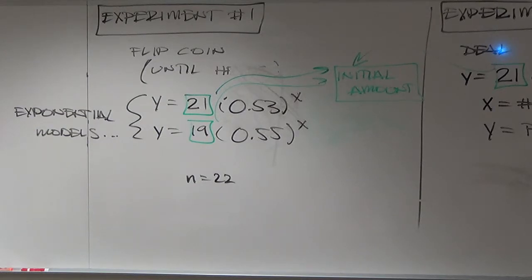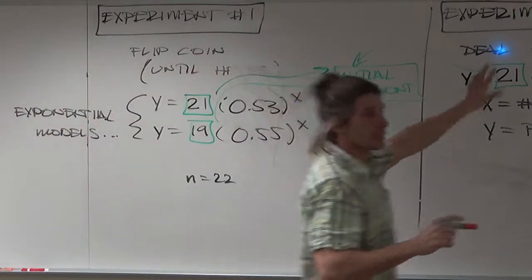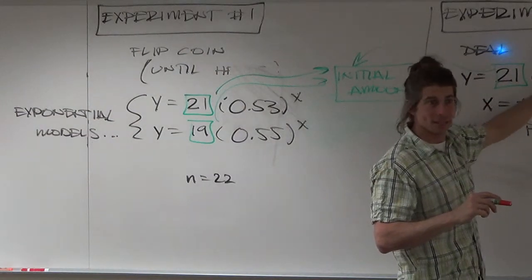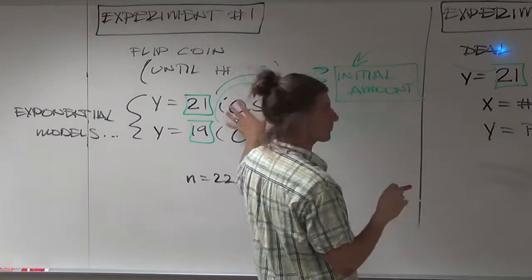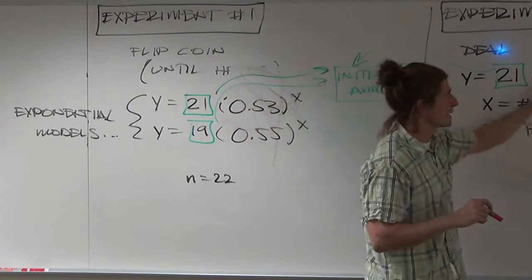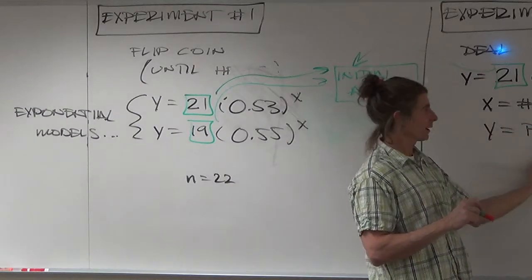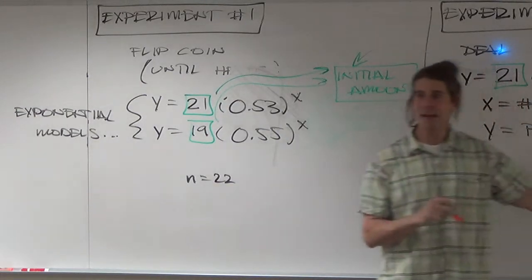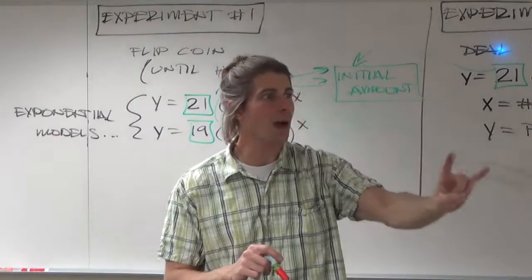Michael? Is it the amount of people that drop out for time? It's not an amount. It's a rate. So 0.7 is 70%. 0.5 or 0.53 is 53%. So it's the percent that are remaining.